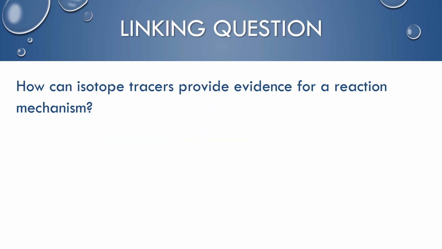Okay, so we have one linking question here if you're going in a different order. This unit links to reactivity 3.4 and how isotope tracers can provide evidence for a reaction mechanism. So effectively we're going to use those radioisotopes that we talked about before. Radioisotopes are going to decay over time because they're not 100% stable, and effectively we can track the amount of radiation that's being emitted to track what's going on.